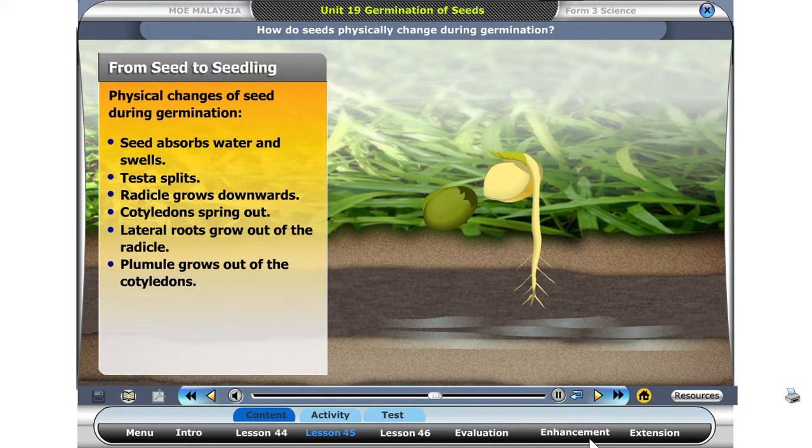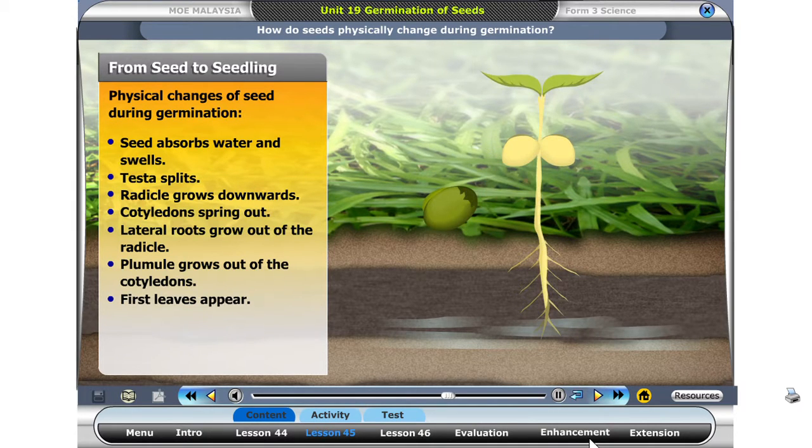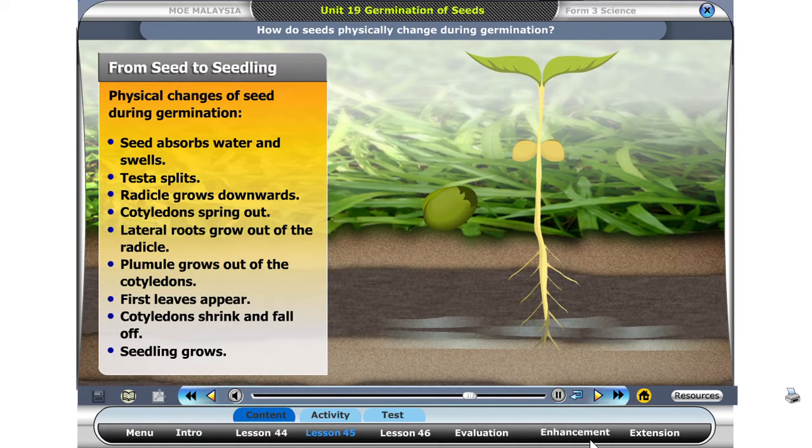The plumule grows out of the cotyledons to produce new shoots. The shoots become the leaves. Once the first leaves appear, the seedling is able to make food for the plant. Finally, the withered cotyledons fall off, and the plant continues to grow.